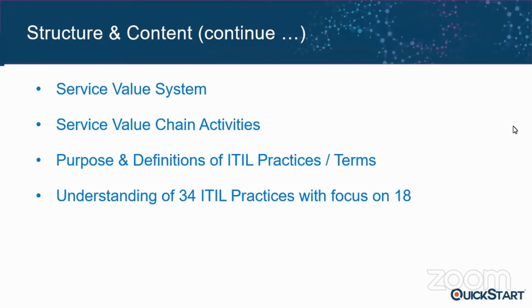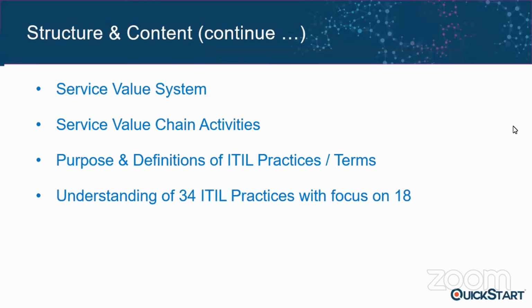So the service value chain basically is the core element of the service value system. It basically talks about 6 different activities which are linked together, and they bring value to your system, and then ultimately value for your customers' services.